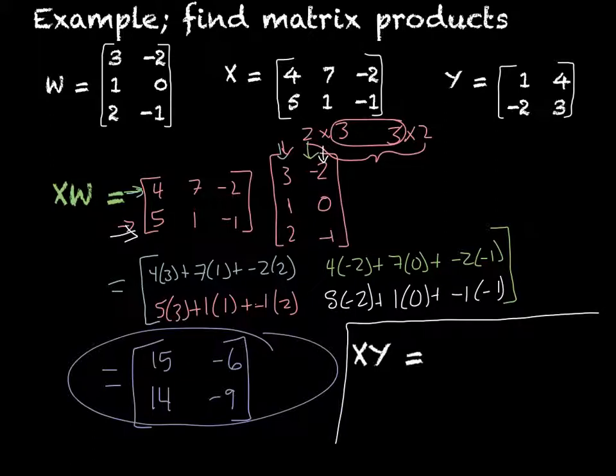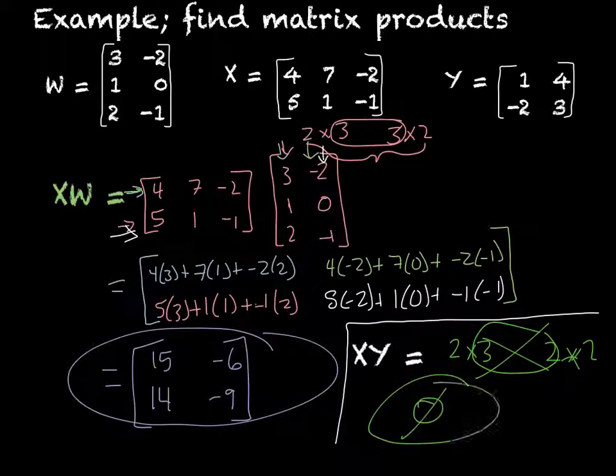For the next example, I want to see if we can multiply x times y. Well, x is a 2 by 3, and y is a 2 by 2. So because the middle ones are not the same there, then we cannot multiply. So there is no solution. So just be careful. Make sure you check to make sure you can multiply before you actually try to multiply them.